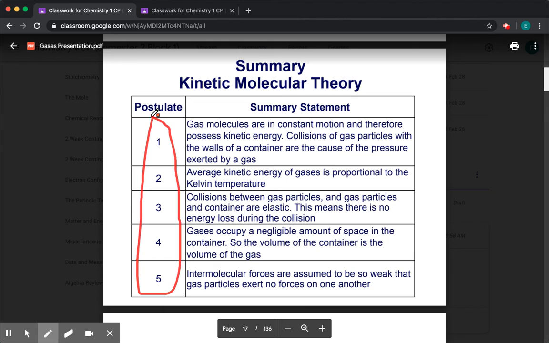And the fifth idea is that the particles do not have any attraction or repulsion to each other. There is no pushing or pulling between the molecules. There's only constant motion. The reason we make that assumption goes back to the first one. The gases are in constant motion. They don't have time to be pushing or pulling towards each other. They're going too fast for that to even happen. The intermolecular forces are too weak, so we just pretend that they don't exist. Those are the five main ideas.